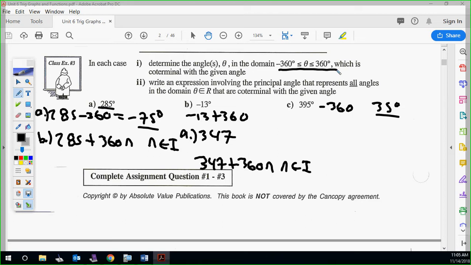Right, 35 minus 360. And so you're going to get the negative one is -325. So there's your positive and negative coterminal angles. And the principal is 35, so then we write 35 plus 360n, n ∈ I. One more time.